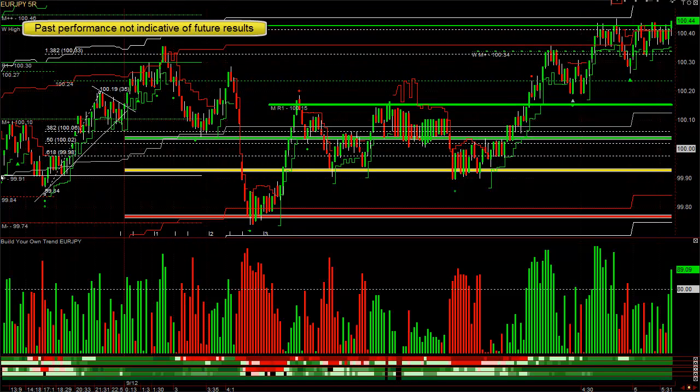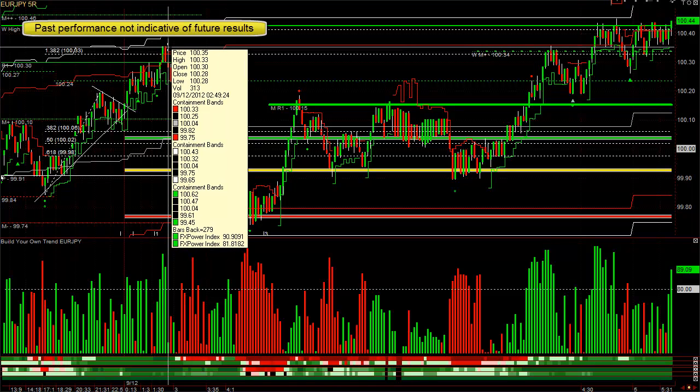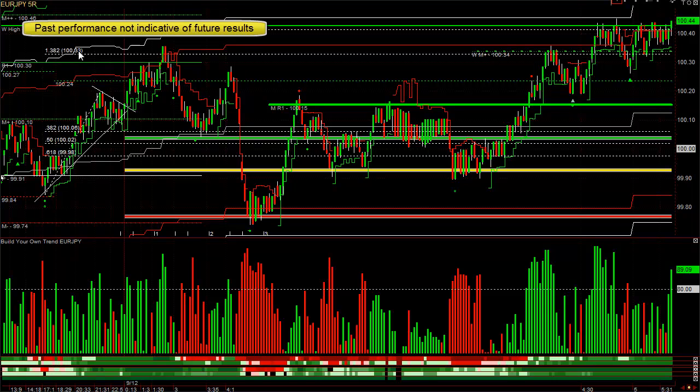Somewhere between the first and second fib target, you can see it just went 3 pips above, or 2 pips above the 1.32 fib target, and it ran out of steam. It was also near the upper containment band. So, that's the first trade.